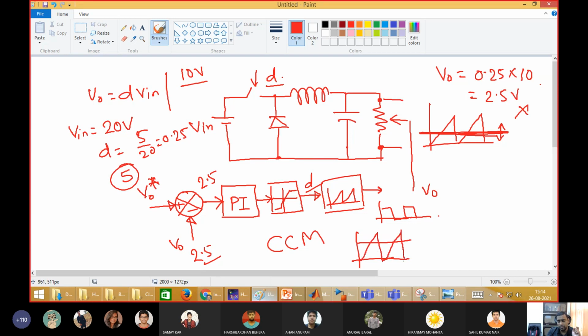It will increase this value, and it will make the duty ratio 50%, so that your output voltage becomes 5 volt. So if there are any changes in input voltage, the output voltage, the duty ratio will adjust itself through closed loop control in order to make the output voltage constant, whatever is dictated by this reference voltage. This is how closed loop control works. This is also demonstrated in that experimental demo.